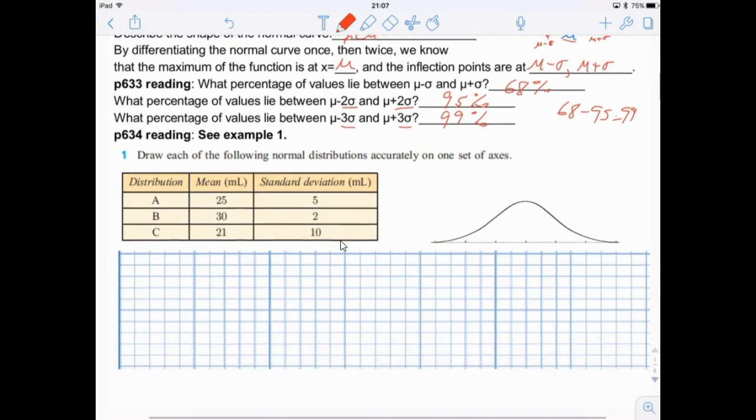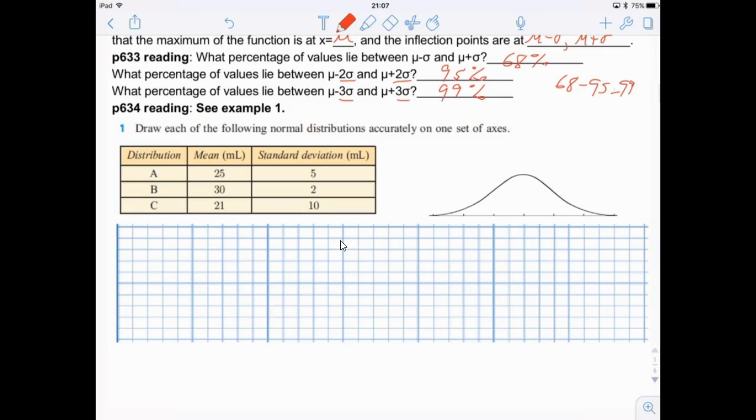Okay, page 634 reading. See example 1. Then go to problem 1: draw each of the following normal distributions accurately on one set of axes. Here's an example of a normal distribution, and the marks indicate how many sigmas. 68% of the data is between negative sigma and positive sigma, 95% are within 2 sigma, and if you include one more sigma, that's about 99%.